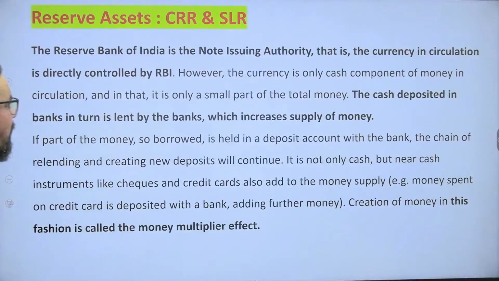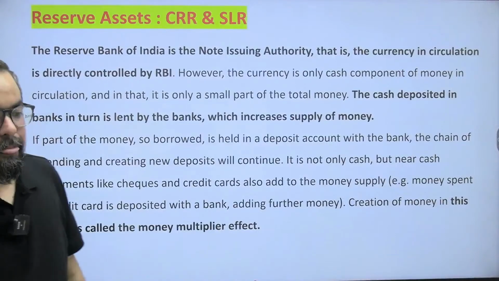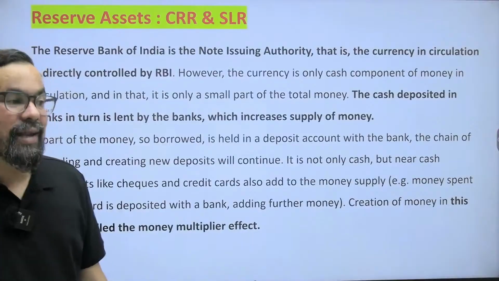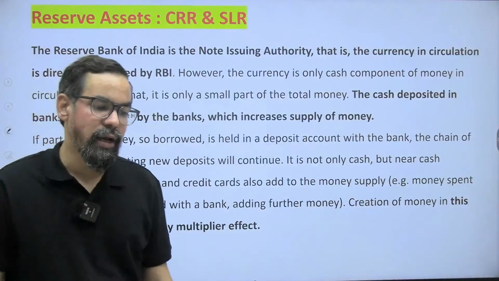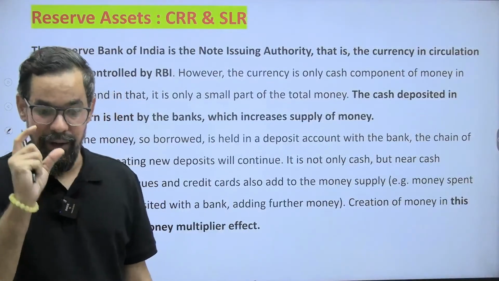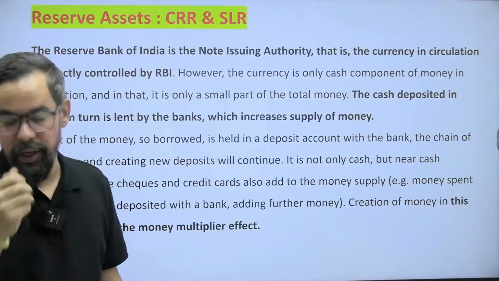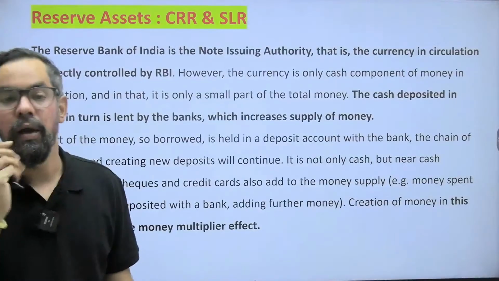So let's move ahead. CRR and SLR, okay, we all know about these. CRR we need to maintain with RBI in the form of cash, and RBI does not pay any interest on this. And SLR is basically that the bank needs to maintain a certain portion of their NDTL in the form of cash, gold and approved securities. Basically these approved securities are government securities.